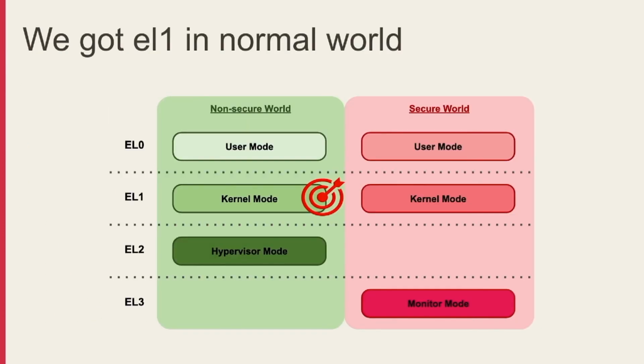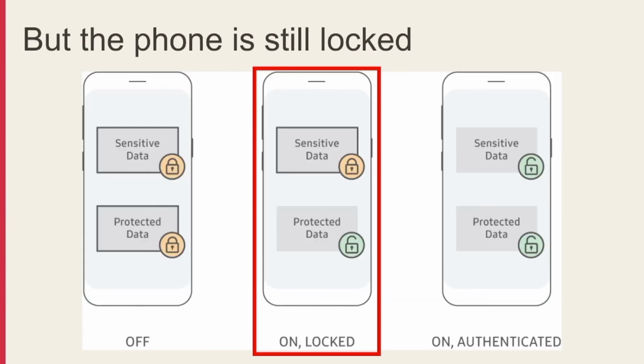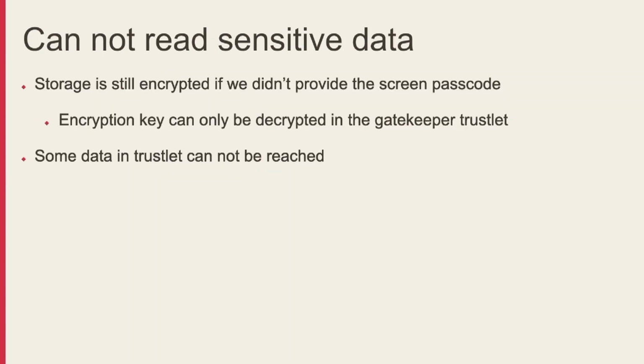Now, we got exception level 1 in the normal world. The data in the secure world is still reachable, since the Knox bit is safe. But we don't have the screen passcode. The phone is still locked. We cannot read sensitive data. The storage is still encrypted.